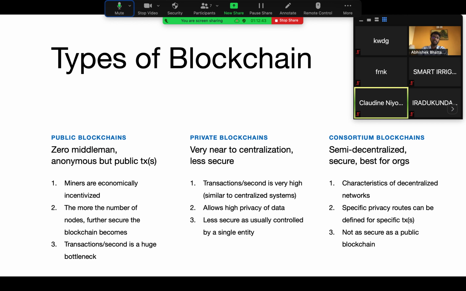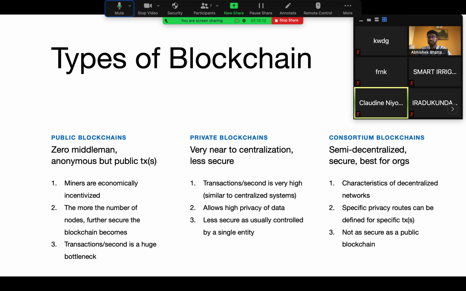That is why it's very near to centralization, because transactions per second is practically so high, because there are not thousands of nodes that you have to inform about the same transaction that happened on the ledger. So it becomes very important for us to understand the difference between public and private blockchains in terms of throughput, the transactions per second.